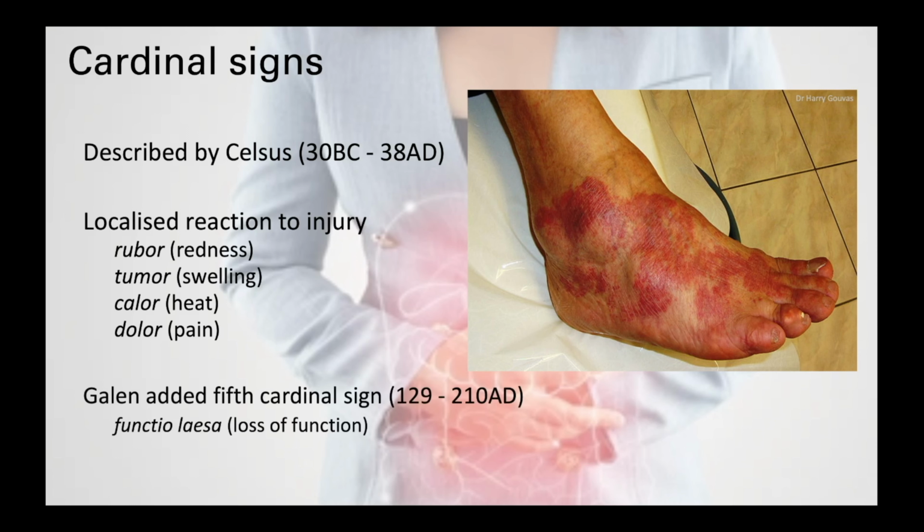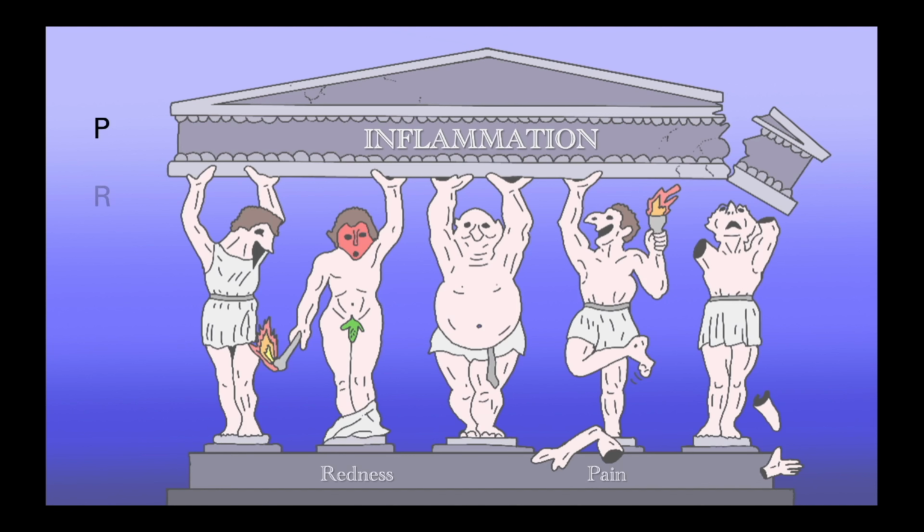Somewhere between 129 and 210 AD, Galen added a fifth cardinal sign, which was functio laesae, so the loss of function associated with the other cardinal signs. One way to remember these signs is through the acronym PRISH. So pain, redness, immobility or loss of function, swelling and heat. And these are also illustrated in this cartoon. So hopefully between the photo of the patient's ankle, the acronym and this cartoon, you will be able to remember these cardinal signs quite easily. It's also important to remember that inflammation is a beneficial process to the body under normal circumstances.